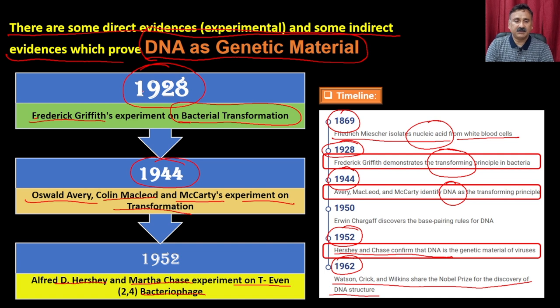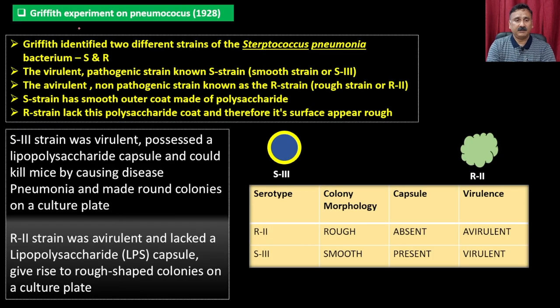So let's first discuss Griffith's experiment to understand that DNA is the genetic material, and then we will talk about McLeod and McCarty's experiment, and at the end we are going to discuss the Hershey and Chase experiments. In Griffith's experiment, he used a bacteria called Streptococcus pneumoniae, and he used two different types of strain, the S strain and the R strain.